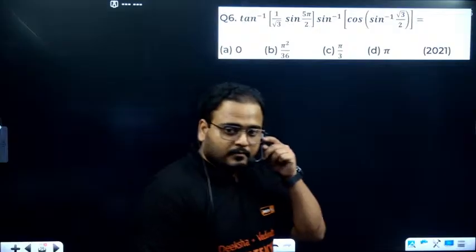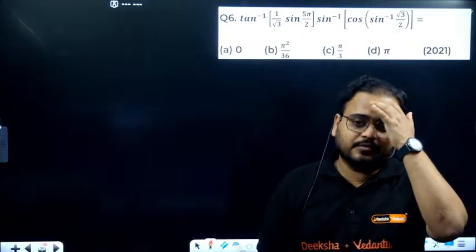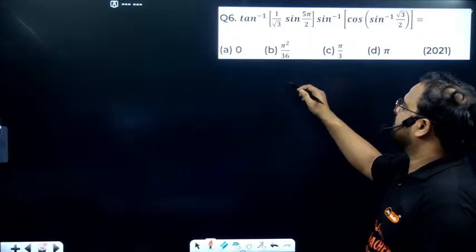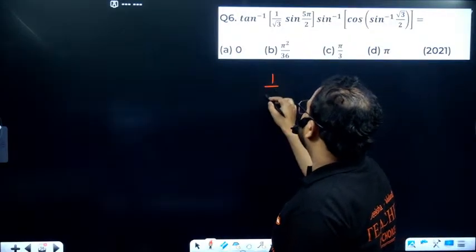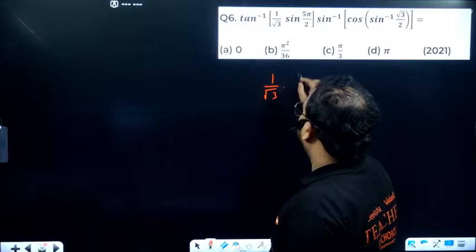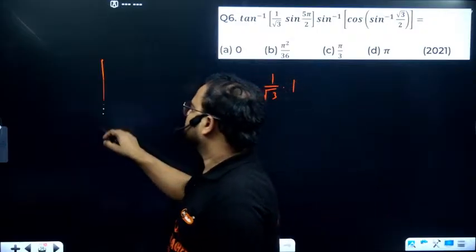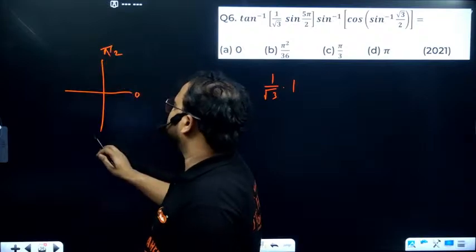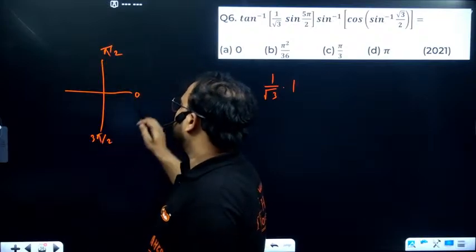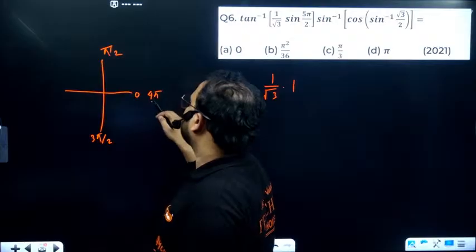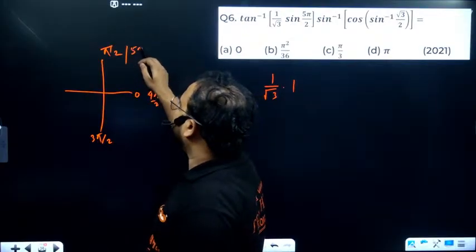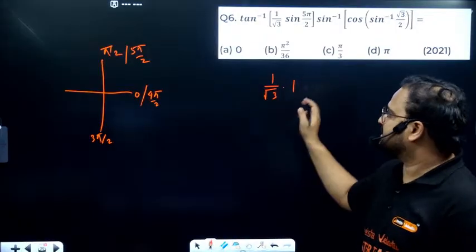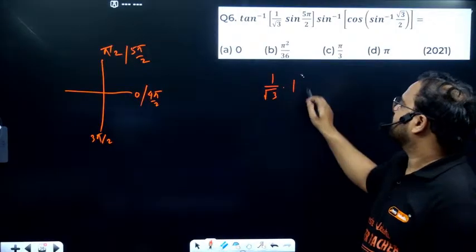This problem. Tan inverse of 1 by root 3 times sine of 5 pi by 2. So we'll simply write the respective values of special angles. This is as it is, 1 by root 3. Sine 5 pi by 2 is how much? 1. How come 1, sir? Check. This is 0, that's pi by 2, this is 3 pi by 2, this is again 4 pi by 2, and we get back over here at 5 pi by 2. That place sine is positive. So 1.